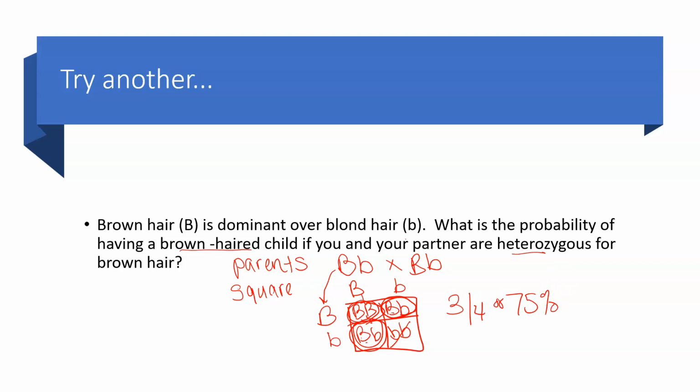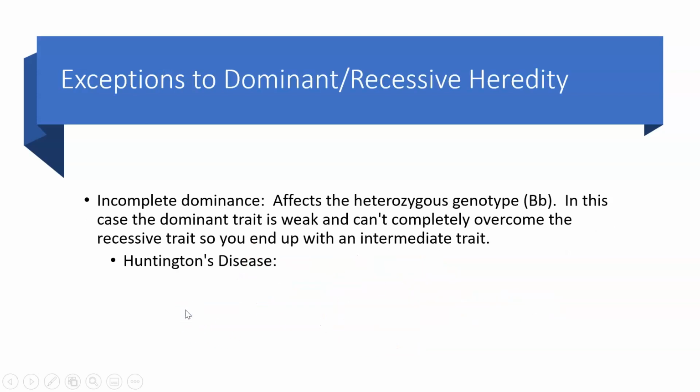Now again, just a probability. You could have 4 children and they could all be blonde, because blonde is still a possibility. It's just that there is a 75% chance that your child will be brown-haired. Hopefully that makes a little bit of sense for you. Now, there are some exceptions to this rule. Of course, it can't always be super easy, right?